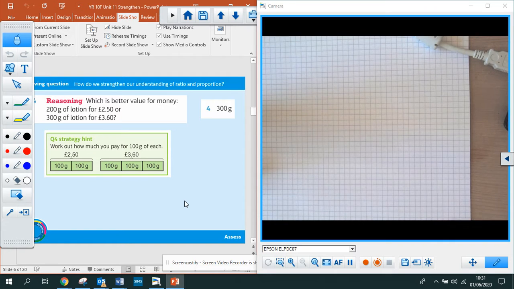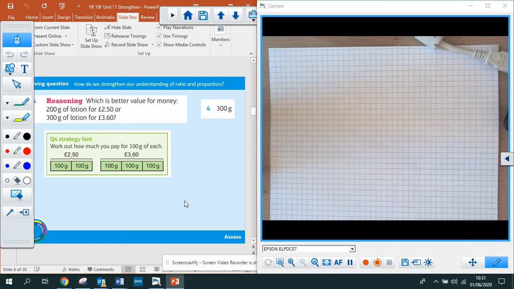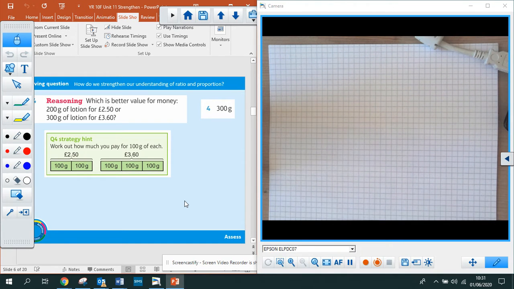Okay, so I've put the answer there on the screen for you. Your answer was 300 grams. Let's go through the solution and you can check your answer properly. So it says, which is better value for money? We either have 200 grams of lotion for £2.50 or 300 grams of lotion for £3.60. And the hint that you were given was work out how much you pay for each 100 grams. Okay, because if you know what you pay for each 100 grams, then you've got a comparable amount.